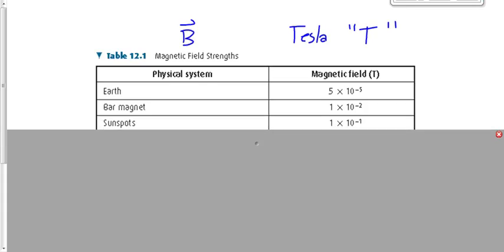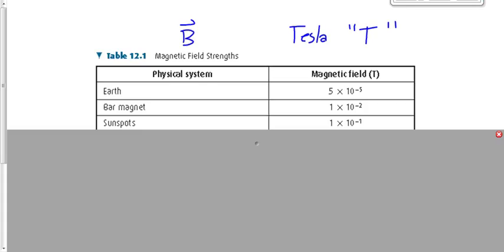A sunspot, you guys have all seen pictures of sunspots, right? This solar weather that takes place on the surface of the sun releases charged particles and generates a magnetic field that's about 10 times the strength of a bar magnet, or about 10,000 times the strength of the Earth's magnetic field.